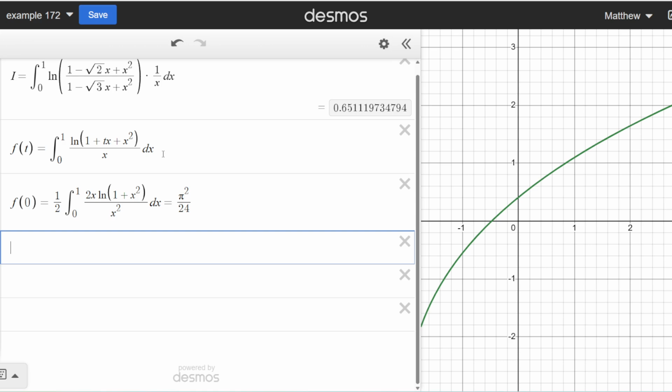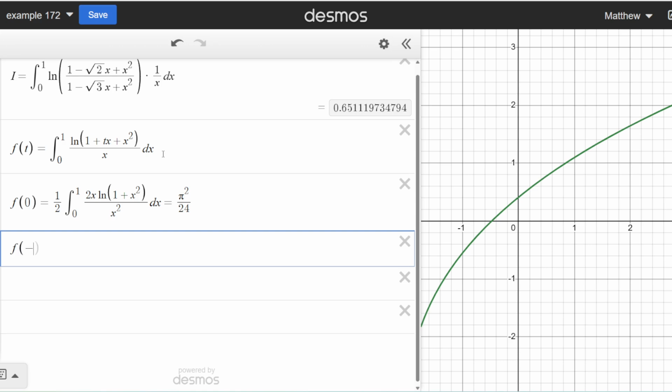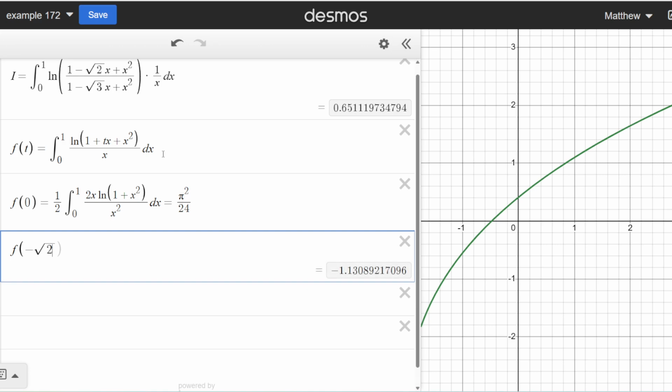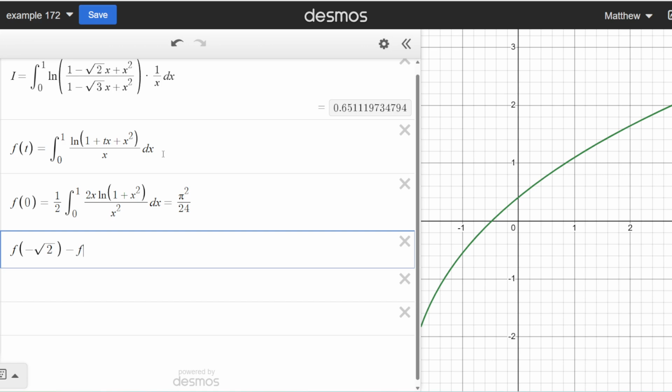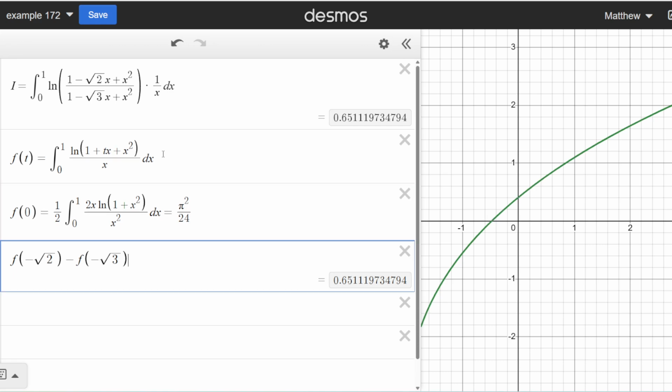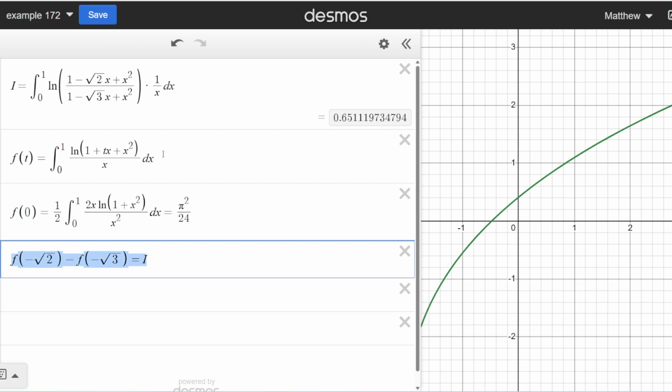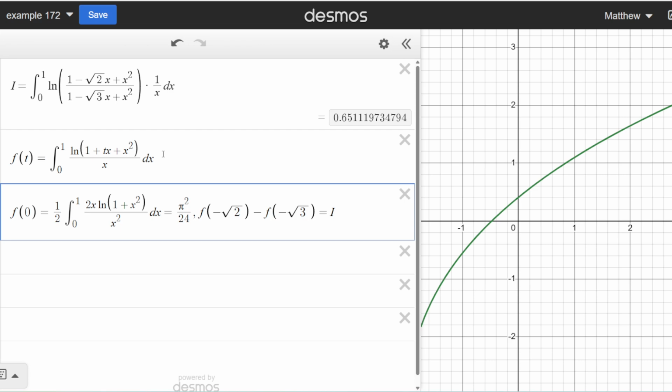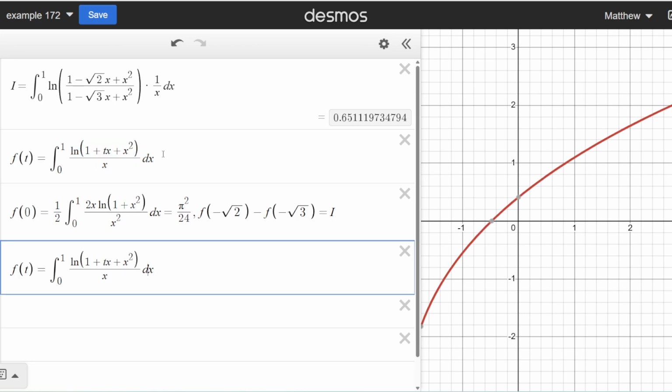Now, to continue with our Feynman integration technique, we can also say that f at negative square root of 2 minus f at negative square root of 3. And it occurs to me that I could have put a minus sign here, but I didn't, so we'll just go with it. And that's going to give us I. All right, so we'll copy this up here and save that for later. All right, now we'll differentiate this with respect to t, using the Leibniz rule for differentiation under the integral sign.